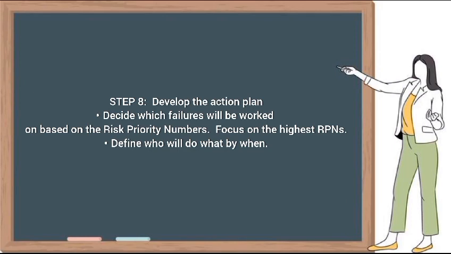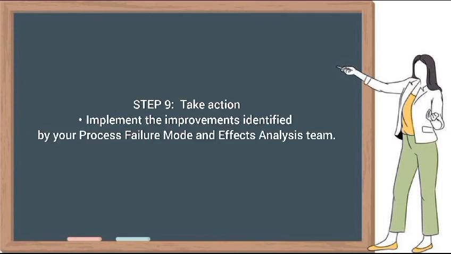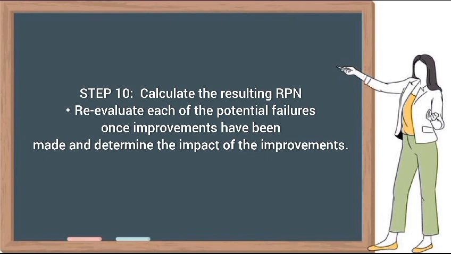Step 8. Develop the action plan. Decide which failures will be worked on based on the risk priority numbers. Focus on the highest RPNs. Define who will do what by when. Step 9. Take action. Implement the improvements identified by your process failure mode and effects analysis team. Step 10. Calculate the resulting RPN. Reevaluate each of the potential failures once improvements have been made and determine the impact of the improvements.